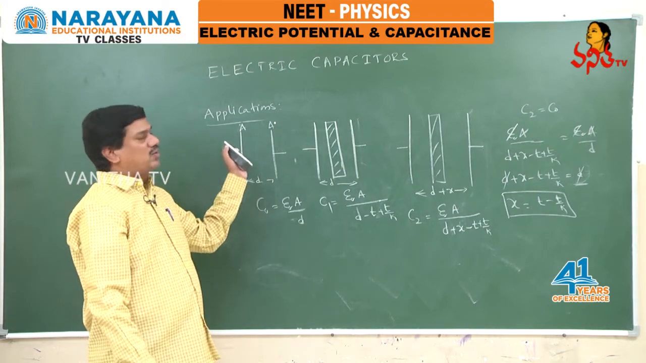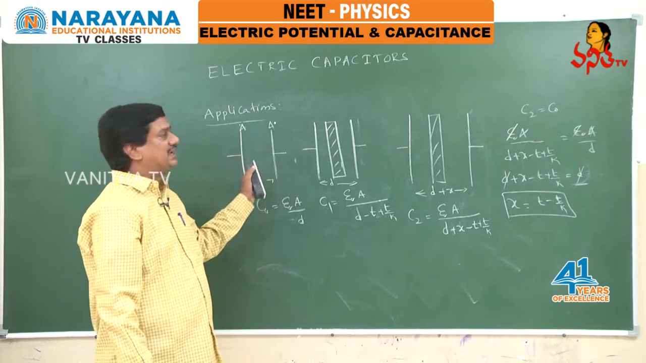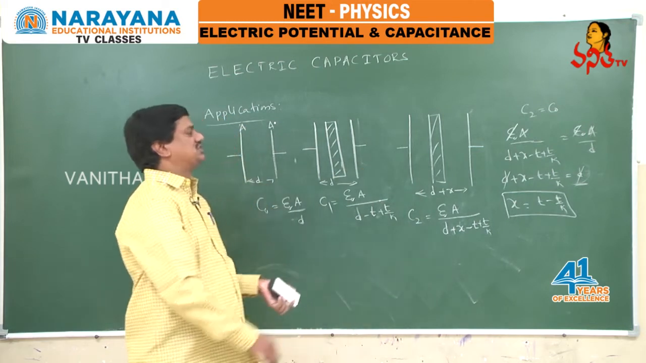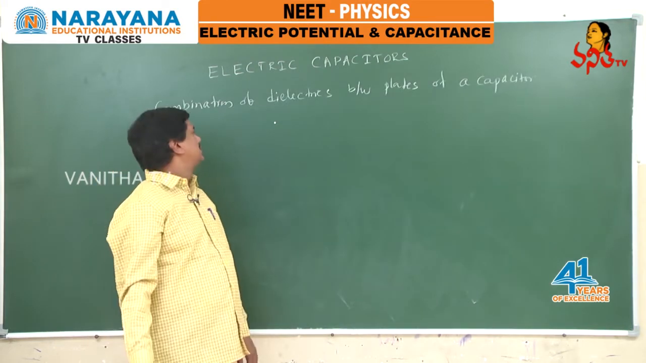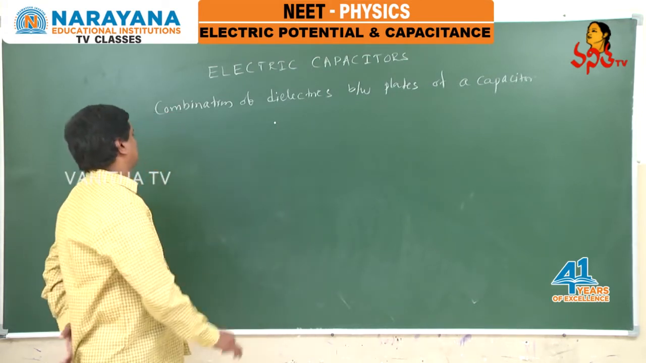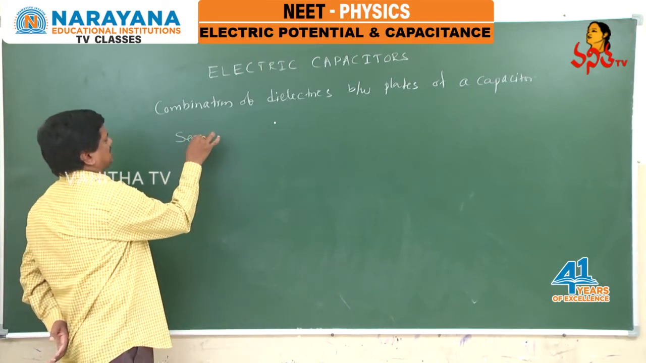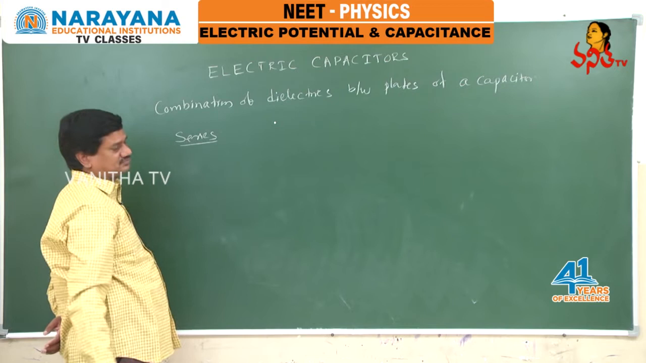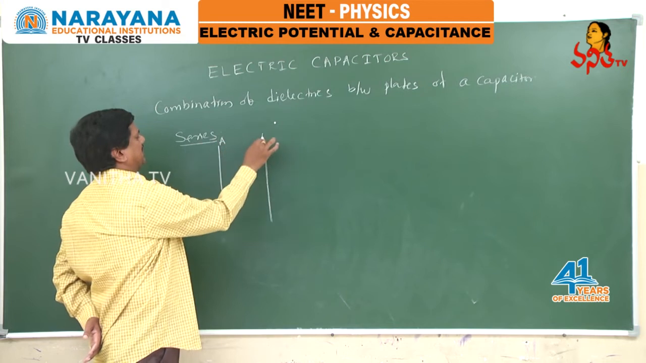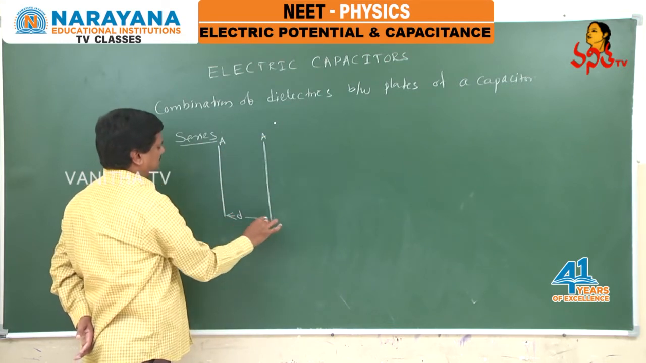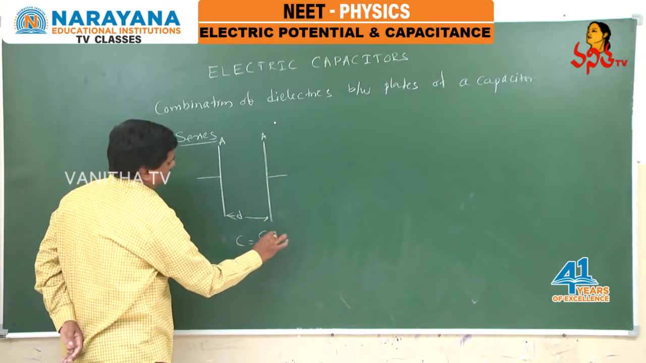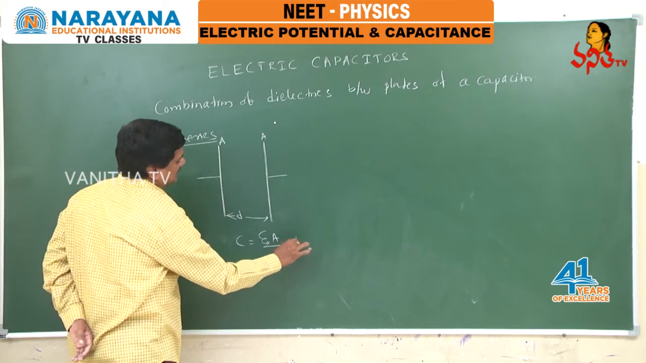Till now we have discussed the effect of the dielectric on the capacitance with partial insertion, with the change in the distance. Now we will discuss the combination of dielectrics between the plates of the capacitor. First, I will start with the simple case, the series combination. Let it be a capacitor with each plate of area A and separation d. The capacitance of this is epsilon naught A by d. Let it be the first equation.